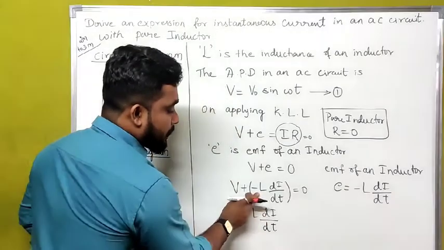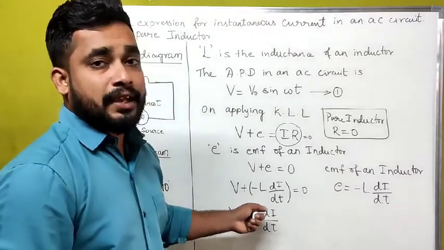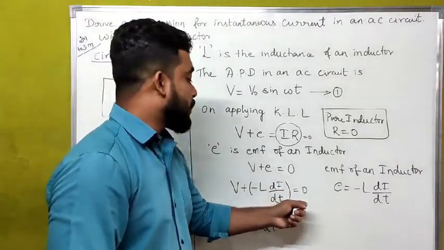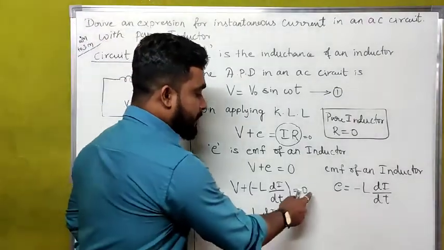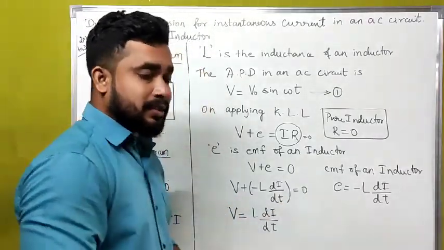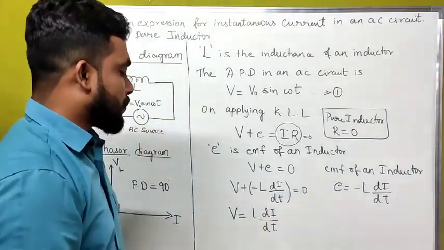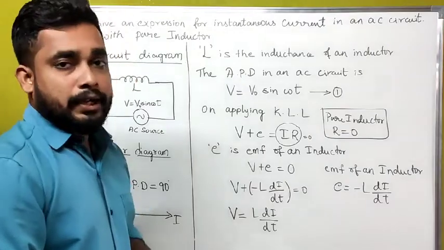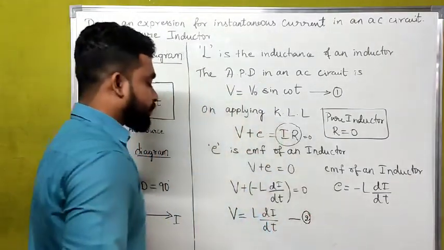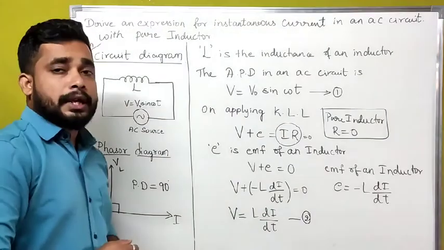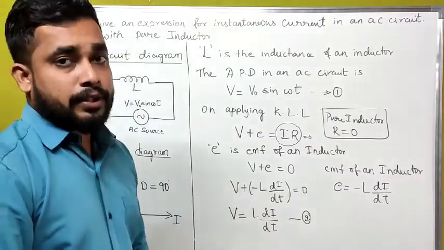This means when we send this negative term to the other side, it changes its sign. Negative will become positive. Positive plus 0 is positive. If we add something to 0, the value remains the same. That's why we have written V is equal to L into di divided by dt. Let us call this an equation. V is equal to L into di divided by dt is our equation.